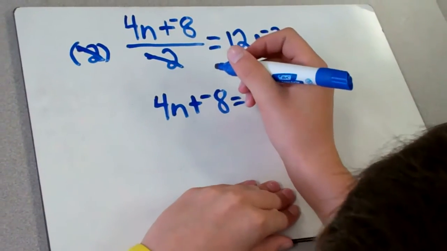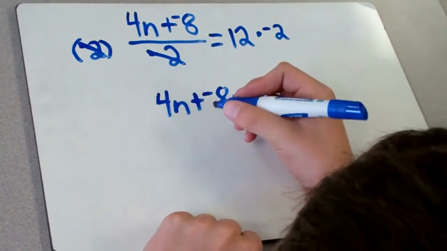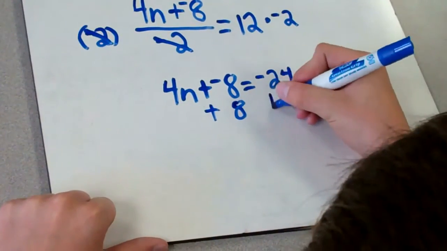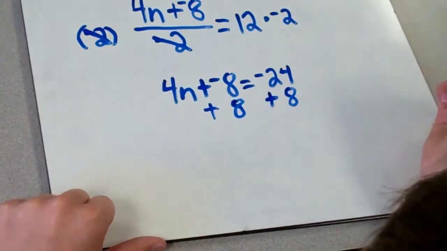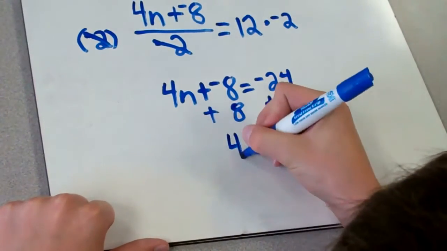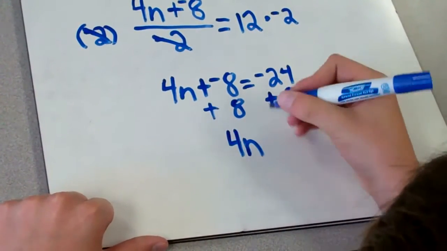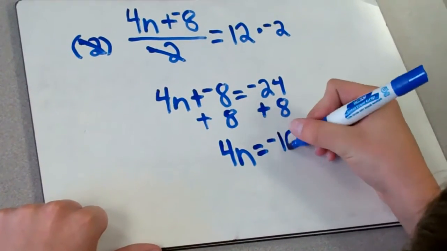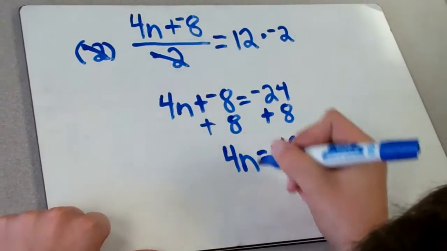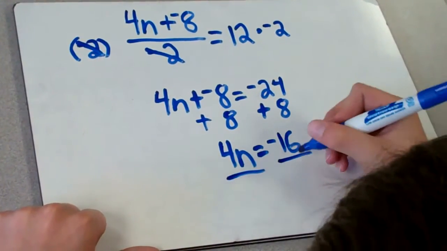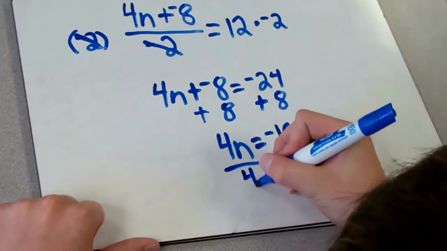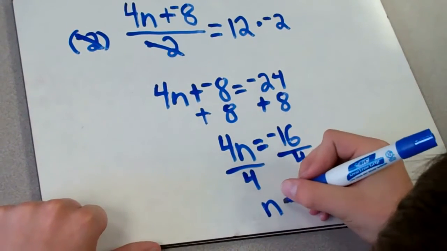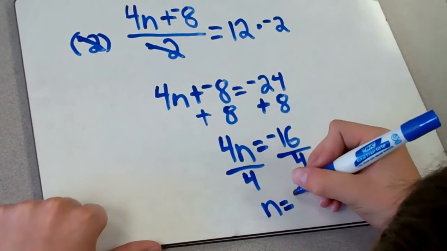Now we want to simplify even further by getting rid of the 8. Add positive 8 to both sides, because remember, in the end we want to have what n is equal to. We have 4n equals negative 16. Now we want to divide by 4 on both sides. This will get us 1n, and n equals negative 4.